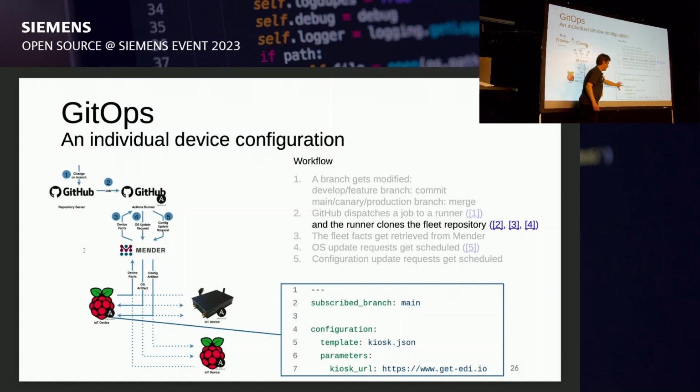This here is an individual device configuration. So here I tell to which branch the device is subscribed. In this case, it's the main branch, not the production branch. And that's the configuration I apply. I say, okay, I have the template kiosk, so it shall be a kiosk terminal, and that's the URL that the kiosk terminal shall display.